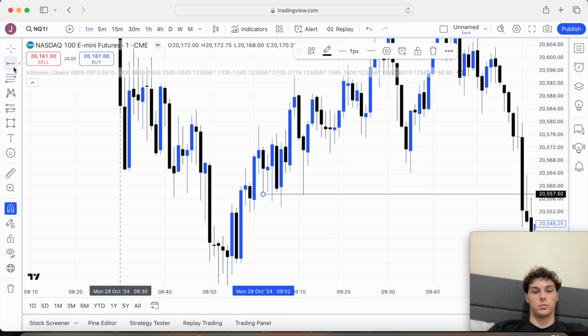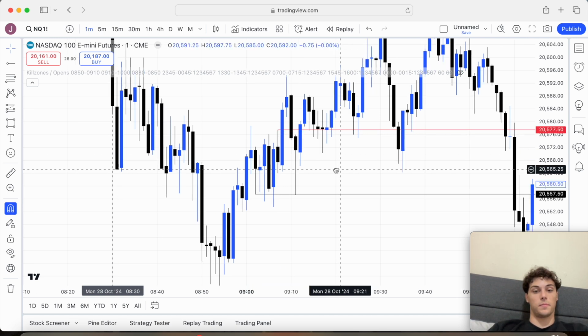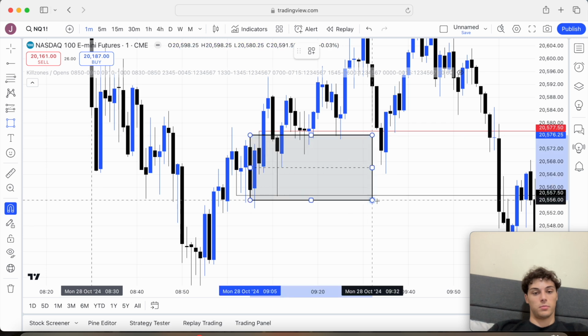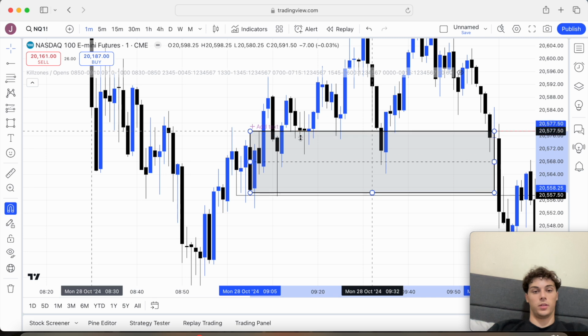We have a liquidity sweep. We have this high that was made. Then we get another high made, so this is a new break of structure. But then this down candle becomes the order block, and we're including the other one as well.